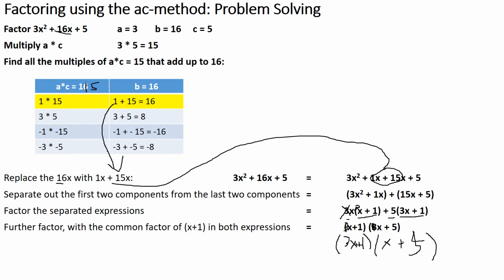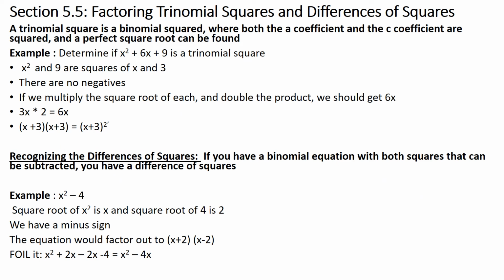Now, what I'd like you also to recognize is two different types of factoring. You shouldn't have to do the calculations, you just recognize it. Factoring trinomial squares and difference of squares. A perfect trinomial square is, when you separate it out, it becomes a square of something else. For example, x squared plus 6x plus 9. There's a perfect square here. x times x is x squared. There's a perfect square right there. And 9. 9 is a perfect square. 3 times 3 is 9.